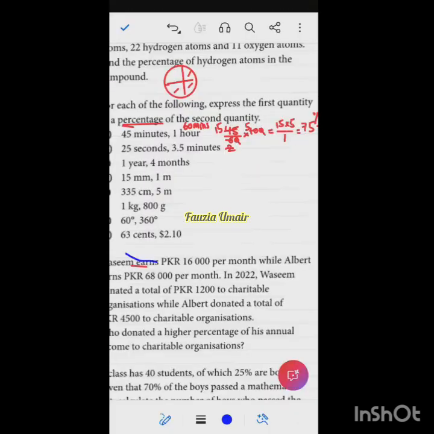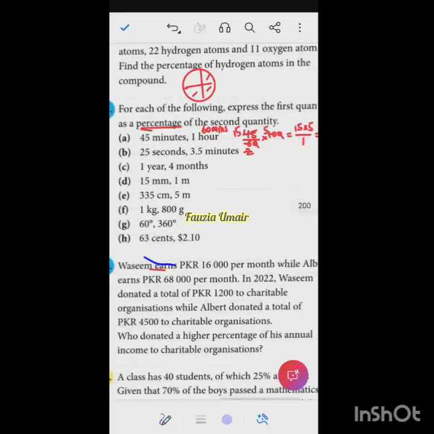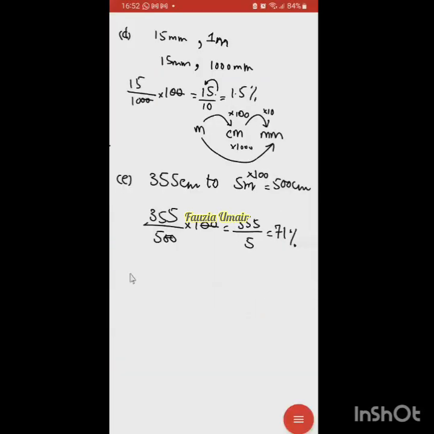Now the next part. Part F. Part F is 1 kg to 800 grams. So we can change kilogram into grams. That was 1000 grams. Very good. So 1000 grams, and we will compare with 800 grams, right? So the fraction will be 1000 by 800.